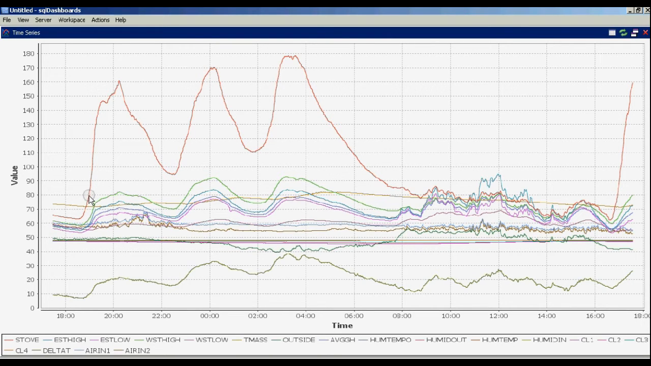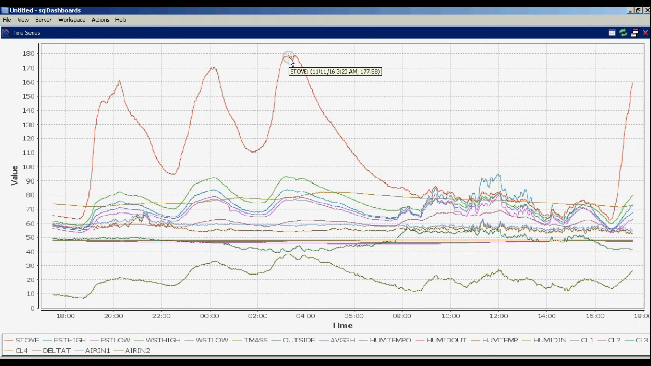This top red line is the stove temperature. And so you can see how when the stove temperature climbs, the east and west high and low sensors climb accordingly, as does average greenhouse temperature and all. This line down here on the bottom is the delta T. That's the difference between the inside and the outside. You can see at times, like last night, at say a little after 3 in the morning, the stove was at full throttle.